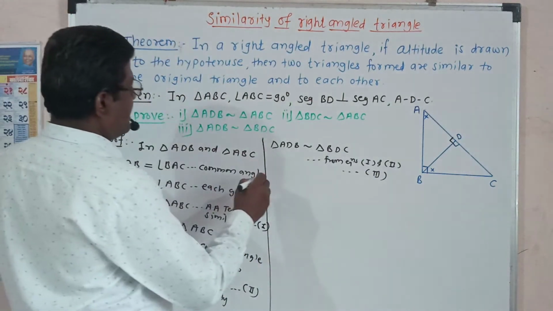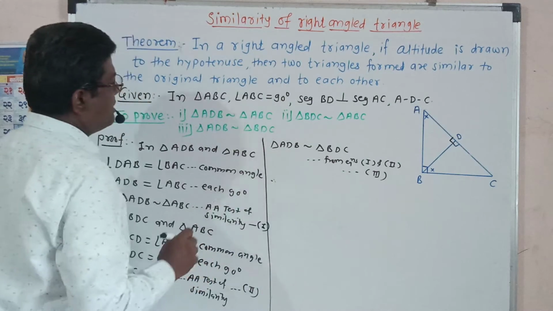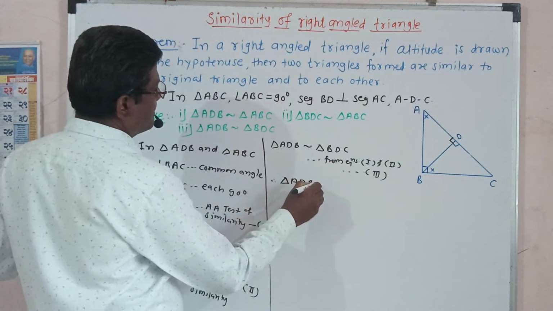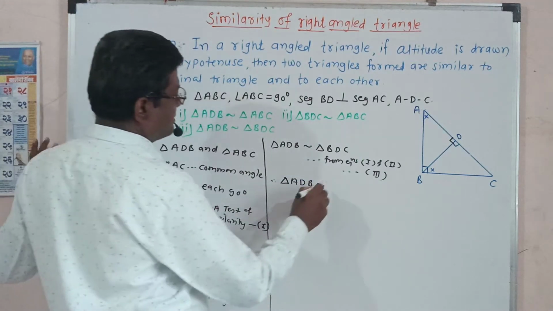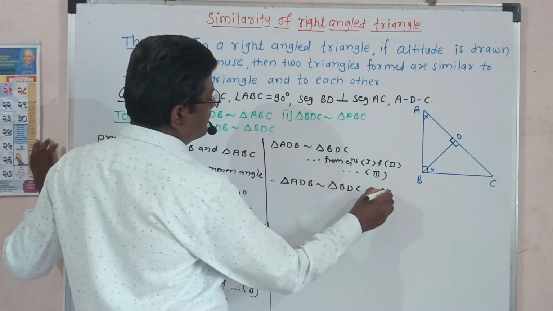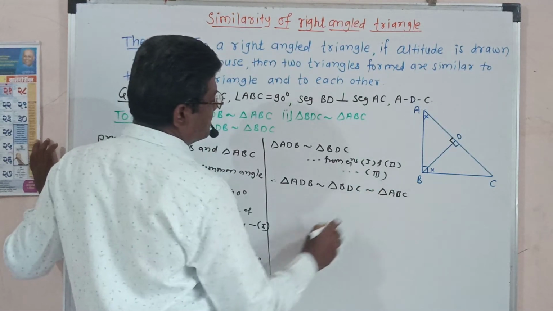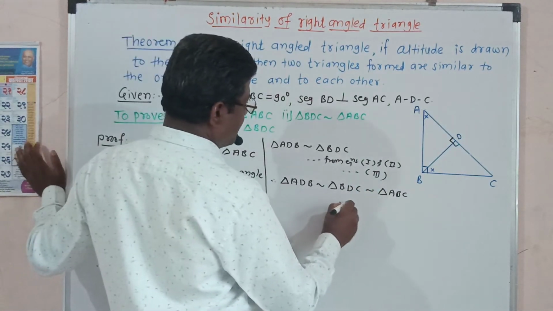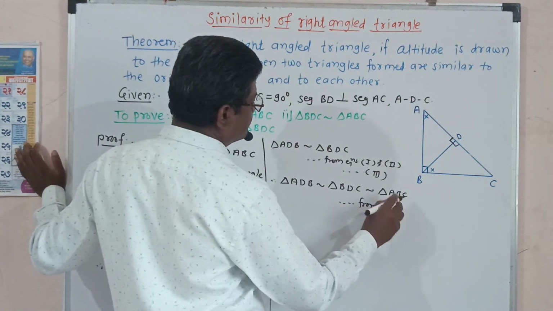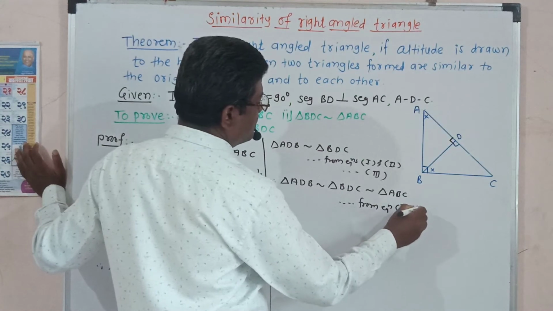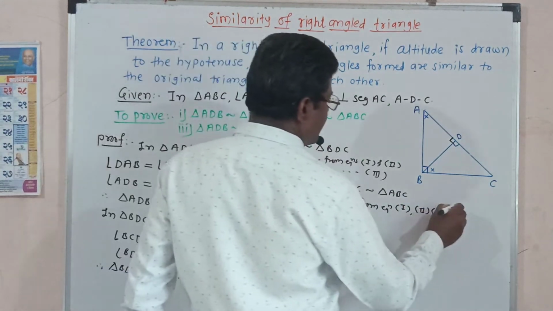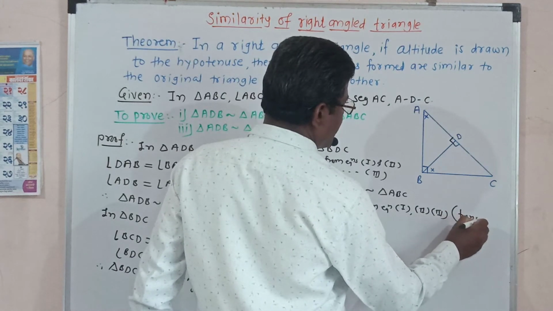So we can write triangle ADB similar to triangle BDC similar to triangle ABC. This is from equations 1, 2 and 3. This is also called transitivity.